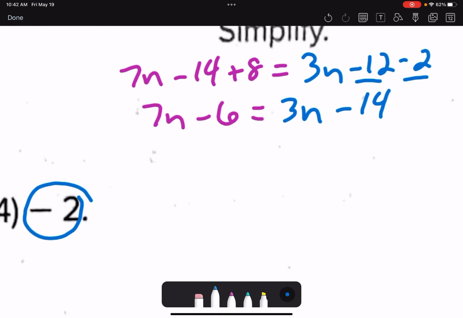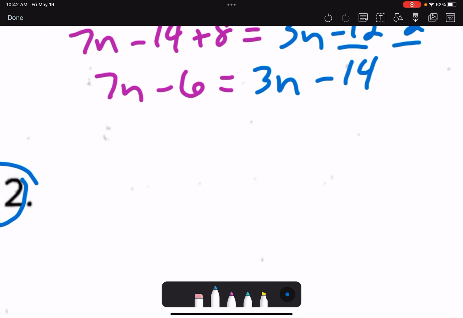All right, so here is our new function that we're looking at. Everything has been simplified and combined. And so now we have decisions to make. Step number 2, now that everything is simplified, says to move the variables. I have a 7n and a 3n. Am I going to move the 7n to the right or move the 3n to the left? That is my decision. Well, I'm going to move the 3n to the left because 3 is smaller.